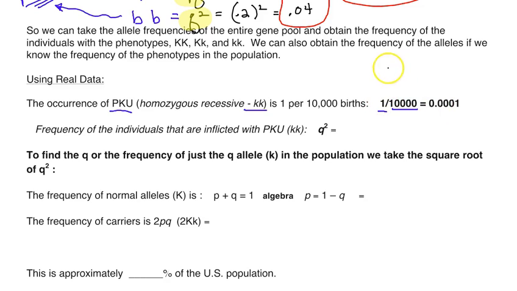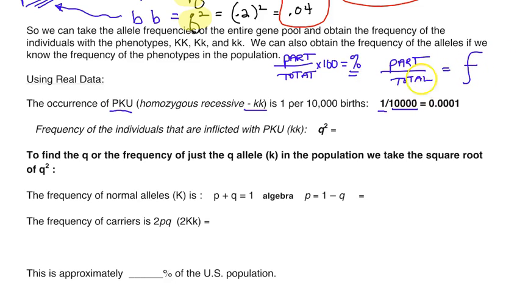That's the percentage. Part over total will give you a fraction. If you times it by 100, that gives you a percentage. But we're going to use that as a frequency. So a frequency is a part over the total. If you do part over total population times 100, that will give you a percentage. And normally your frequencies are the fraction like this is. So the part is 1 over the total 10,000 people, and that gives me that fraction. And that's the frequency of people that have PKU in our population.